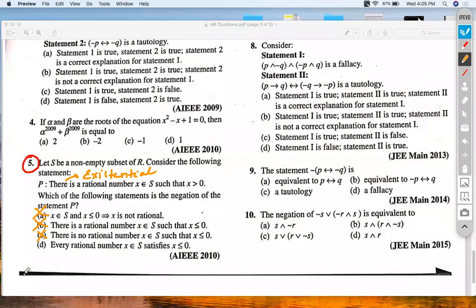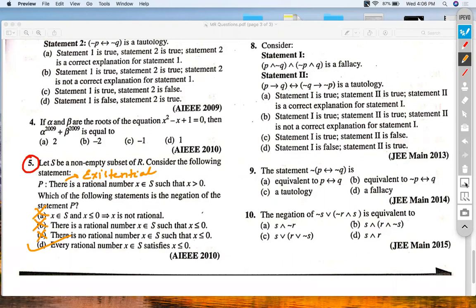There is no rational number such that X is less than or equal to 0. That means they are saying all rational numbers are greater than 0, right? Okay, so isn't it the same thing? Now, every rational number present in S is less than or equal to 0 is a negation of C. So D is the correct answer. Right? Yeah, Niyati gave the right answer. Good Niyati.